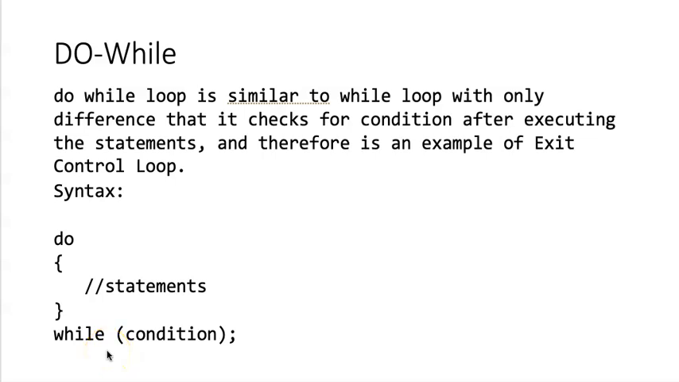Hi, in this video we'll talk about another loop called doWhile, which is similar to the while loop, but with only a little difference: it checks the condition after executing the statement at least once. So it executes the statements first, then checks the condition. If the condition is true, then it goes and executes the statements again. So it is always guaranteed that those statements are executed once before the condition gets evaluated.